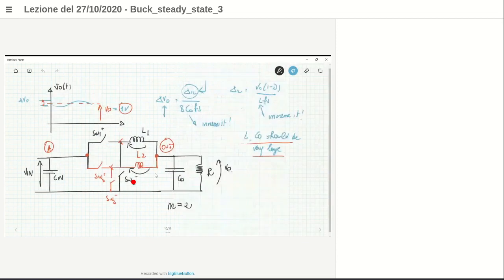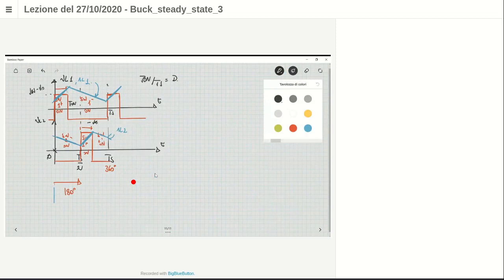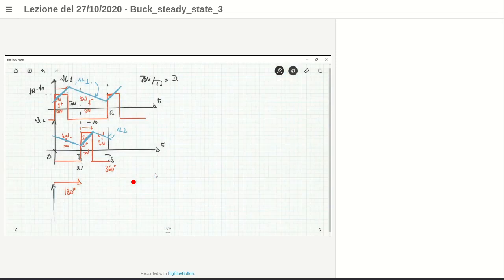Now, if you understand this construction, then you have to understand that IL1 and IL2 sum up at the node out. Then here the current exiting is IL1 plus IL2. Okay, this is the current which drives the output side of the converter. So let's have a look at the summation of the two currents.